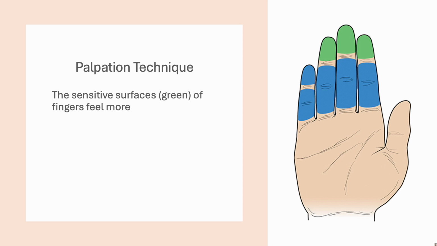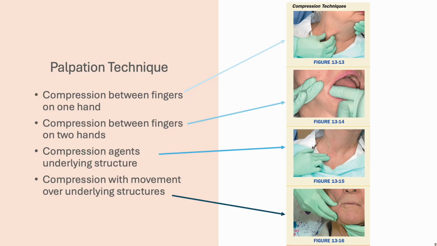Palpate using the sensitive surfaces of the hand, the tips of the 3 first fingers. There are 4 palpation techniques: compression between fingers on one hand, compression between fingers on 2 hands, compression against underlying structures, compression with movement over underlying structures.